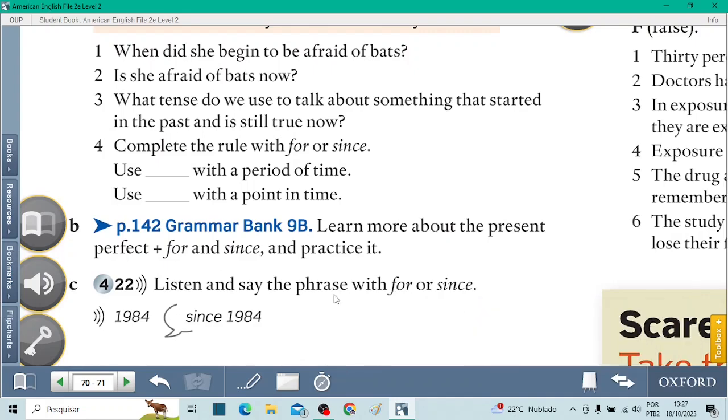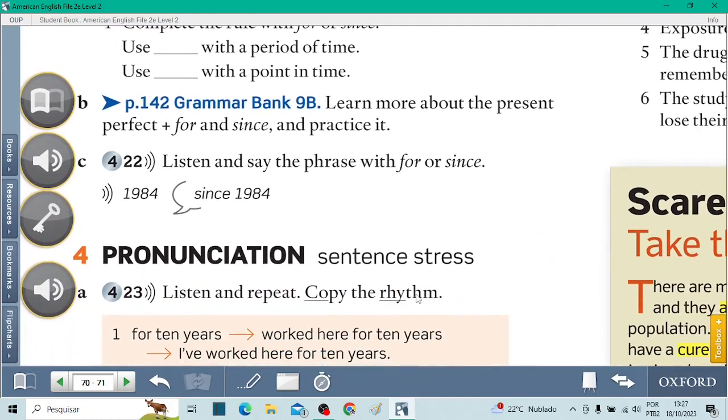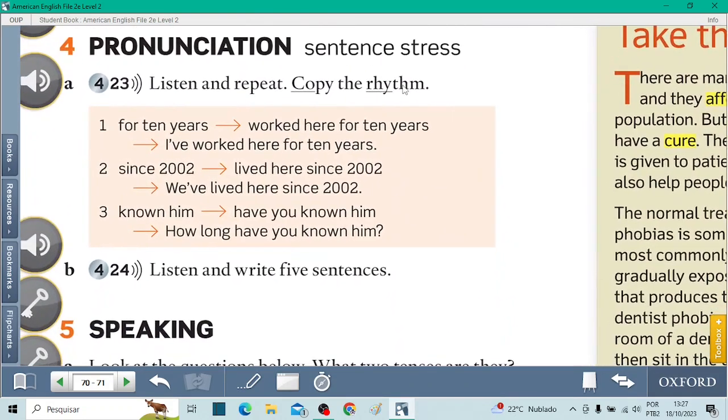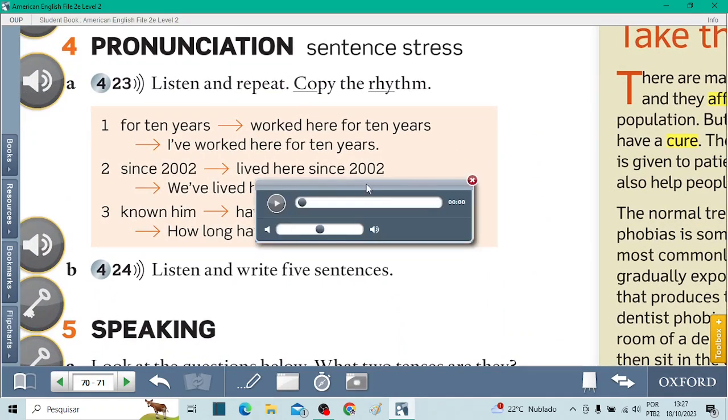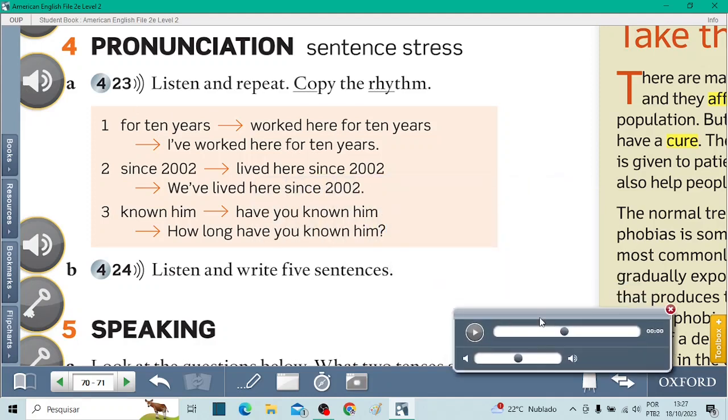Okay, great. So now let's move on to pronunciation, sentence phrase. You are going to listen and repeat these phrases here. And remember to copy the rhythm. Let's go. 4.23. 1, For 10 years. Worked here for 10 years. I've worked here for 10 years.